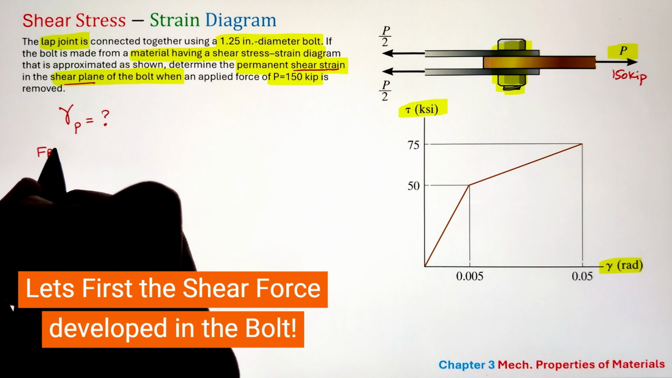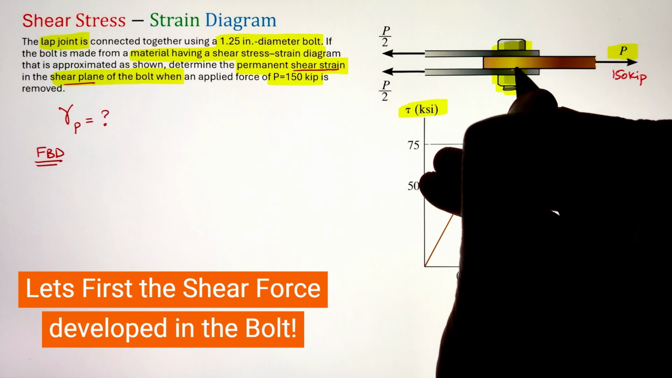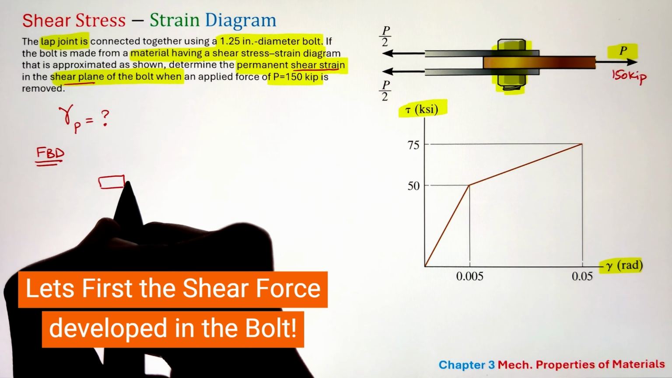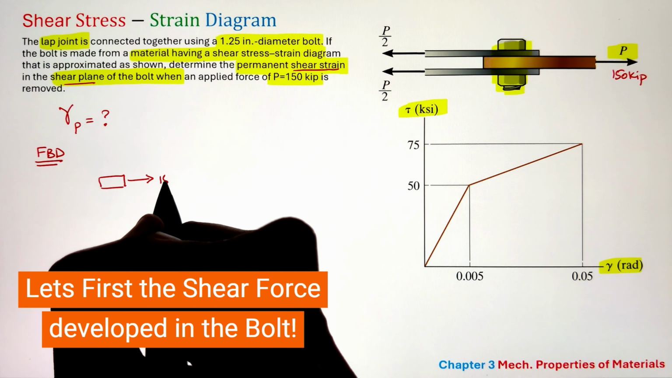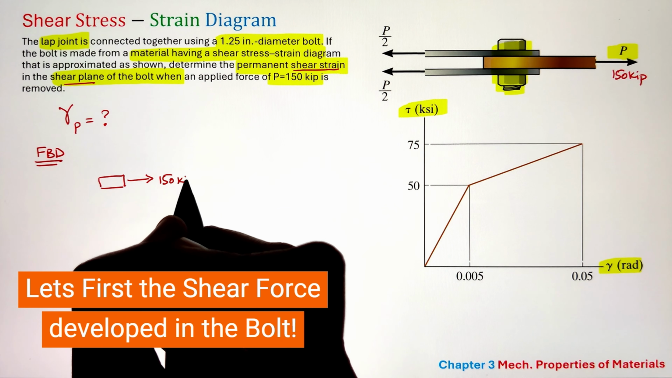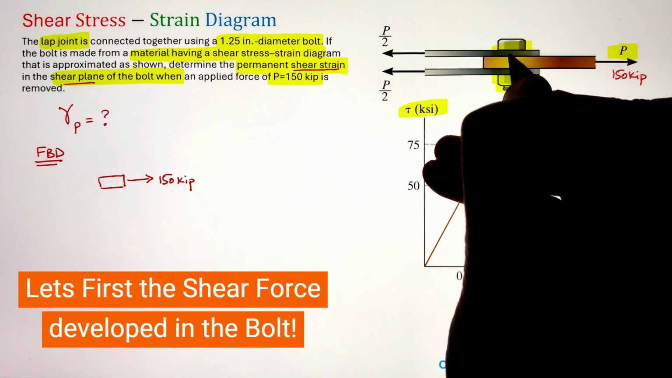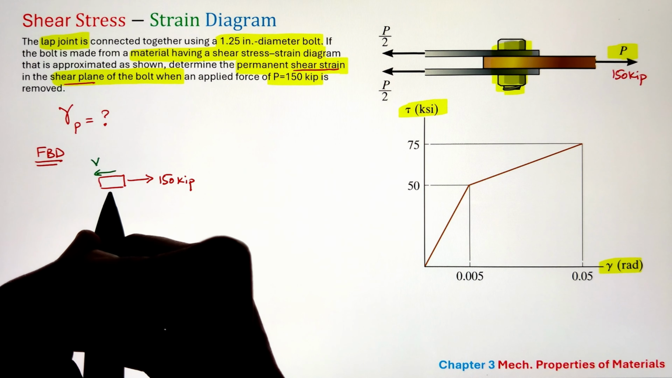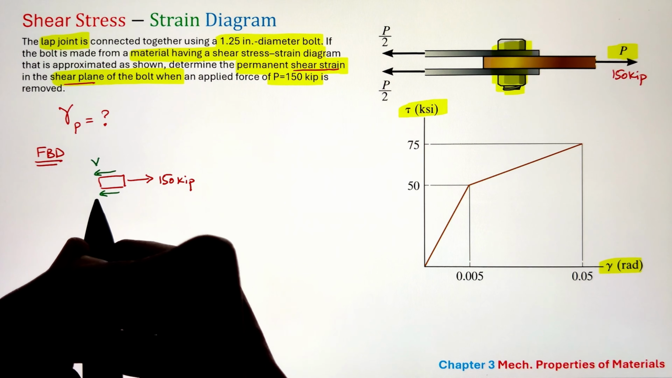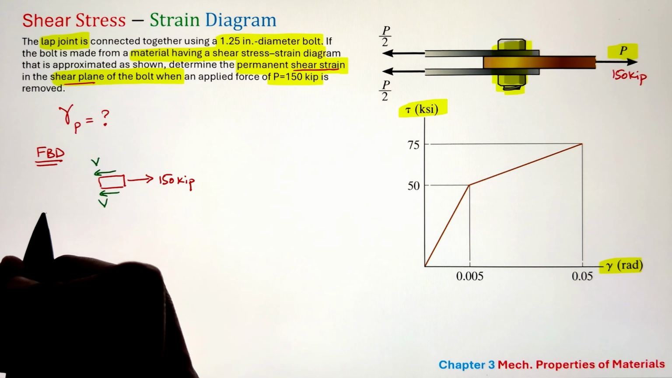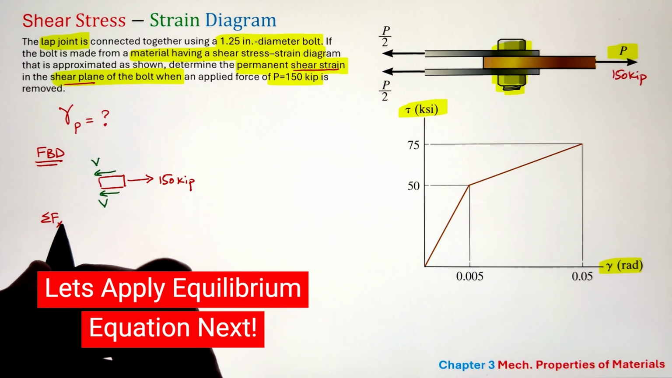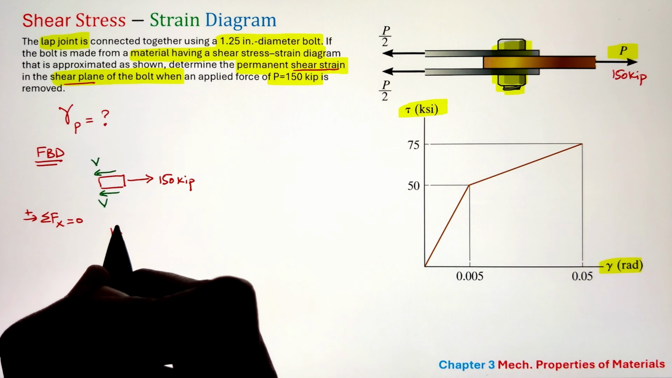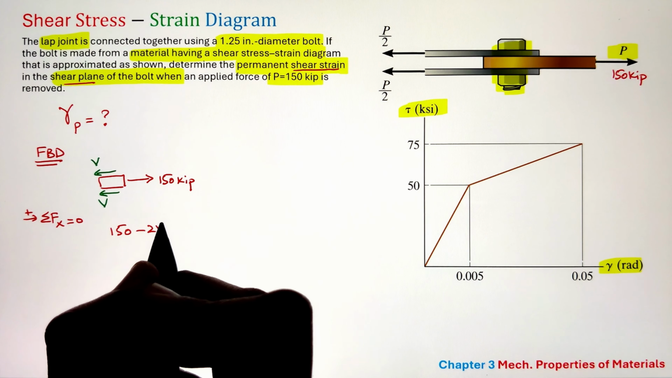Now, in order to figure out this strain, first of all, we have to figure out the shear force that is developed in the bolt. So let's go ahead and develop our free body diagram. Here we have a load of 150 kilopound going towards the right, whereas since it's a lap joint, we have the two shear forces going towards the left given by the variable V.